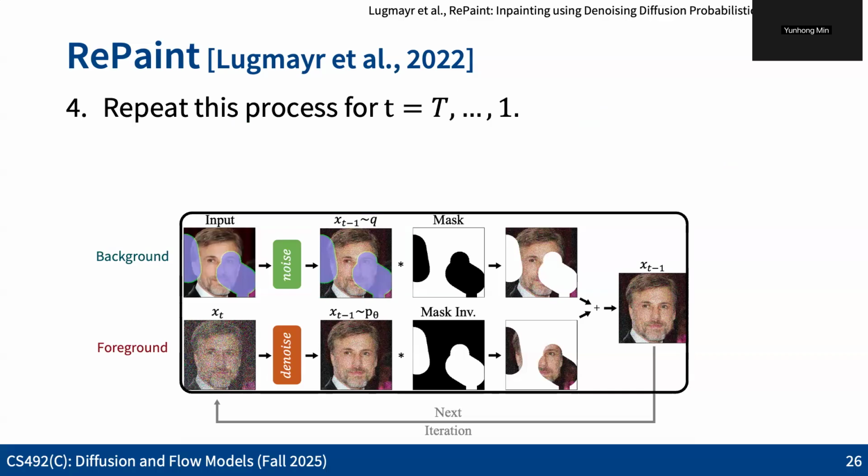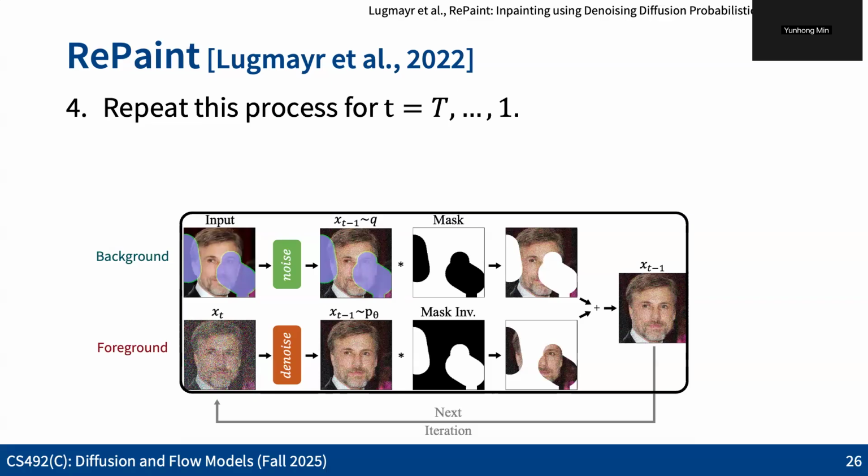Then somehow this leads to getting outputs which preserve the background region and also make the image in the foreground region aligned with the background. So can you guess why this works? Here, it's pretty clear why we are preserving the background region, right?